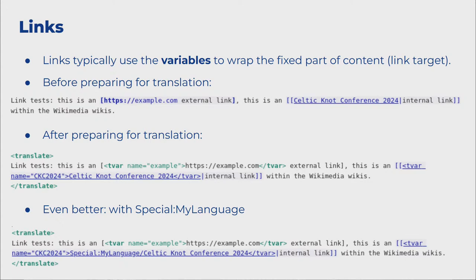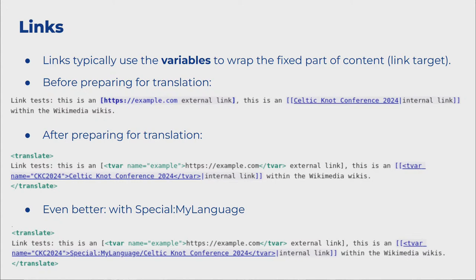So for example, when we have an external link, then we're going to wrap the entire URL within a variable, because usually the translator doesn't need to translate it. It can just proceed with the variable. And same with the internal link.